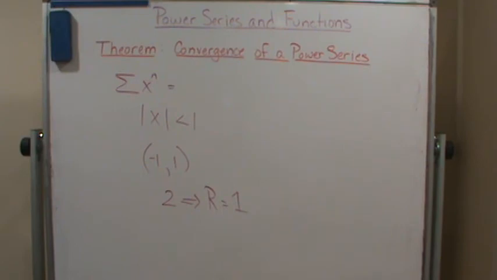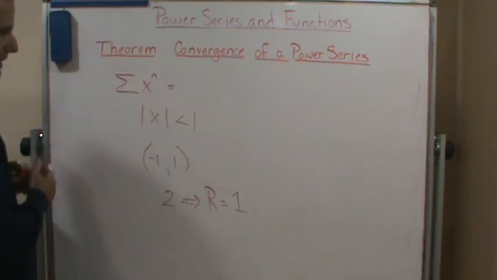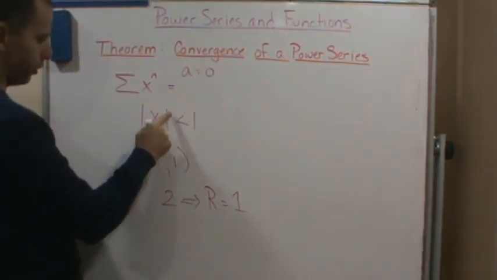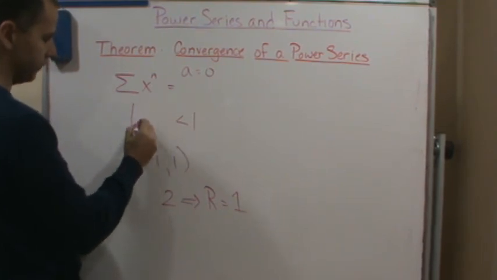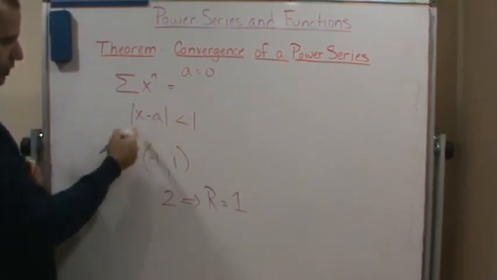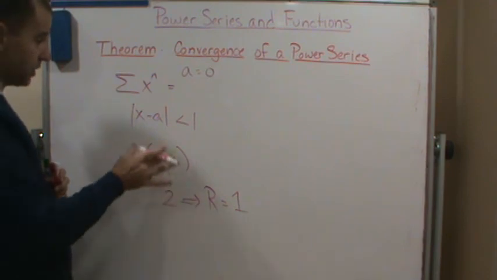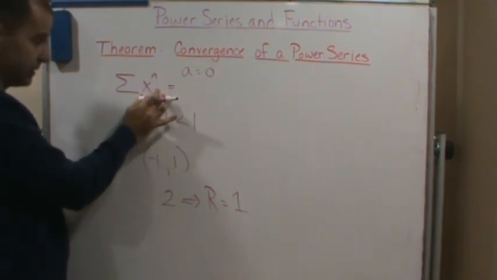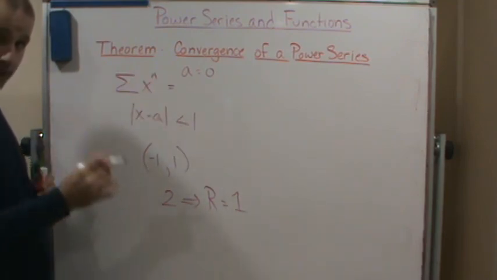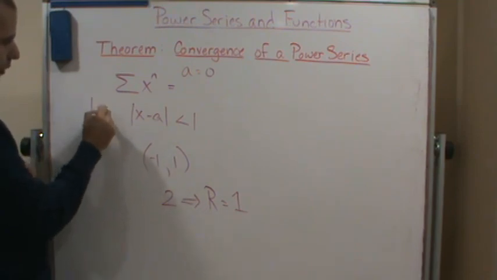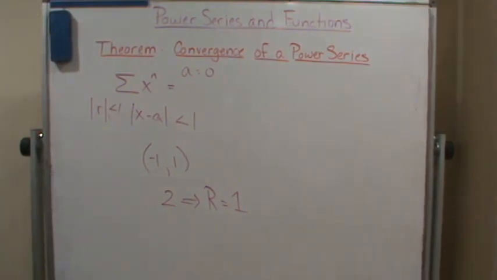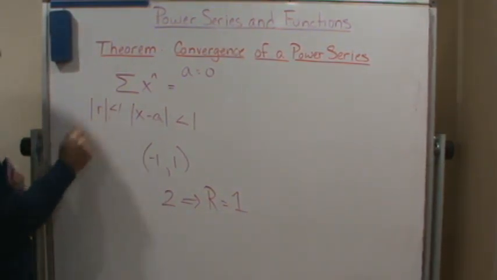Okay? And obviously notice that this is centered at 0, so a is equal to 0, right? Okay? So, in other words, remember this is x minus a. But in this case, a is 0, so it just is absolute value of x. But again, we started with the idea that this is a geometric series, and it converges for all values where the absolute value of x is less than 1, because remember, for a geometric series it is convergent when the ratio, the absolute value of r, is less than 1. Okay?